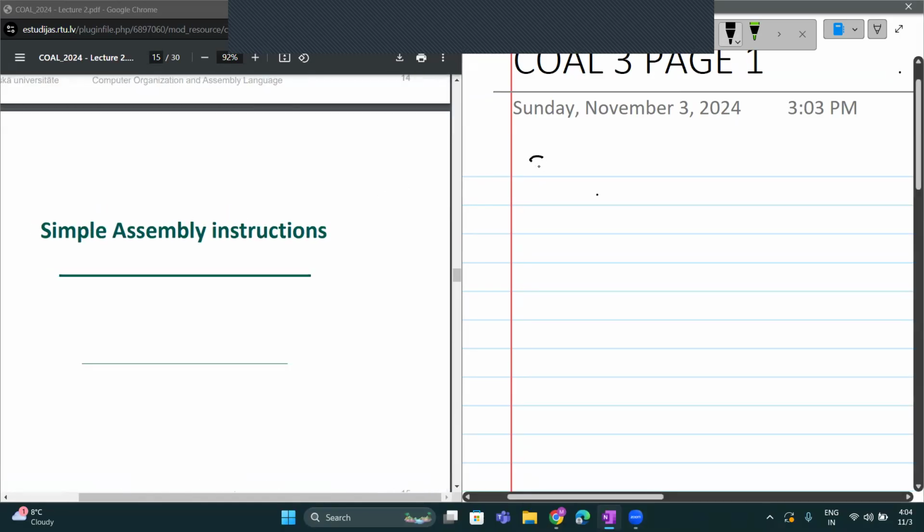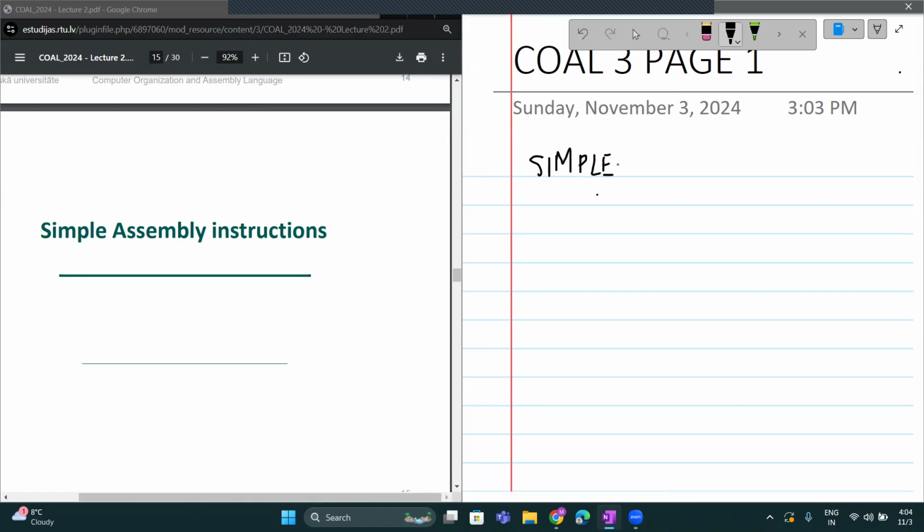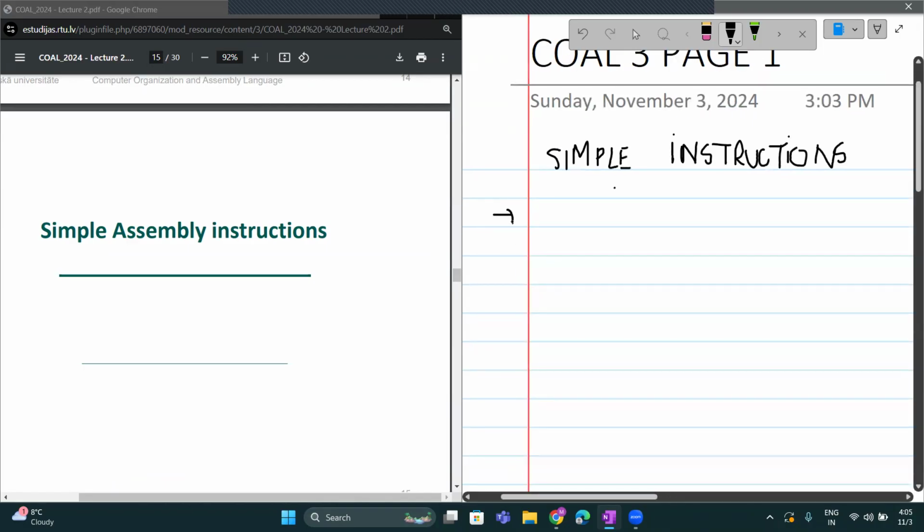So now we will do simple assembly instructions. We studied registers and how the data, especially the integers, are saved in registers and memory. That's one question done. Now let's study simple instructions.